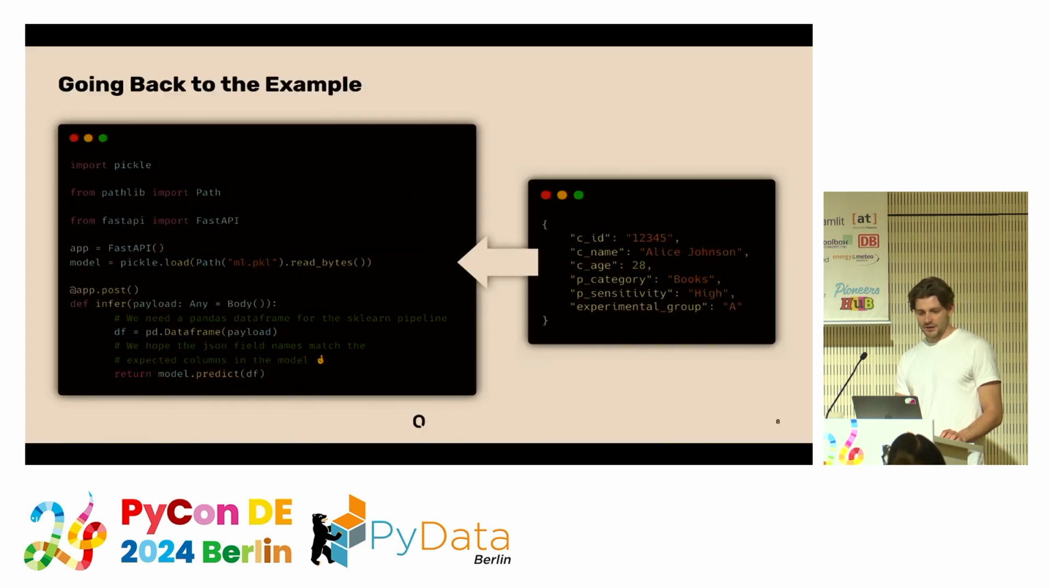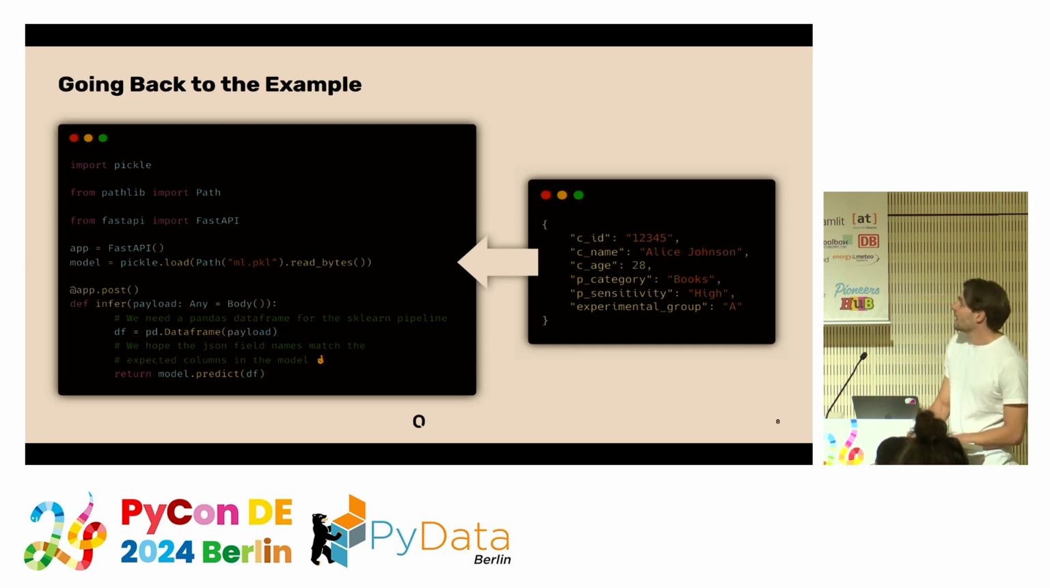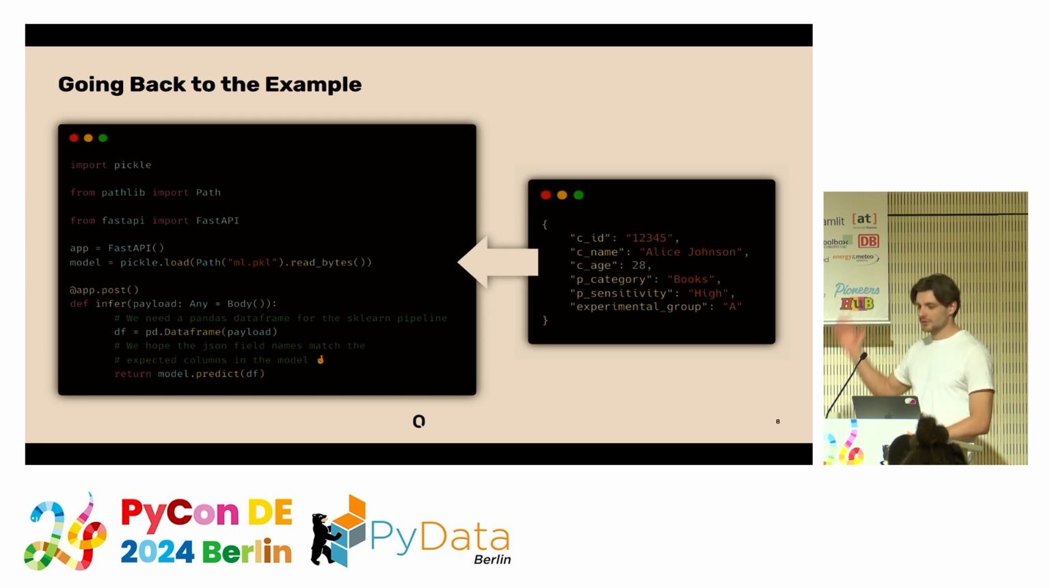In order to make this a bit more tangible, let's start with an example. On the left, you can see the example we've just looked into, and on the right, we can see a payload. So let's assume we are in the area of e-commerce. We built an algorithm that can predict the price for a product based on some customer attributes. Here in this case, we have an ID for a customer, a name, an age, a category, a preference category, a price sensitivity, and maybe some experimental group. So this example is totally made up. No guarantee here that every attribute that is required is actually there.